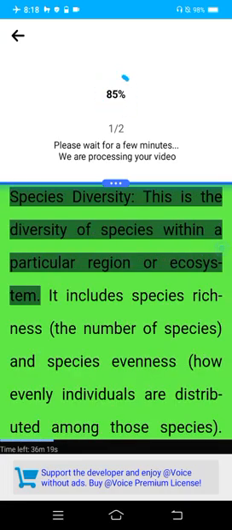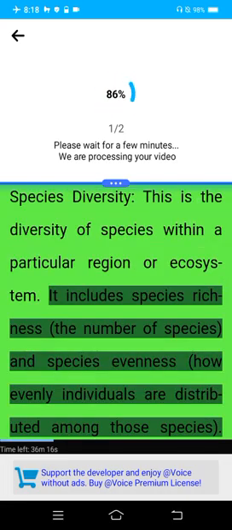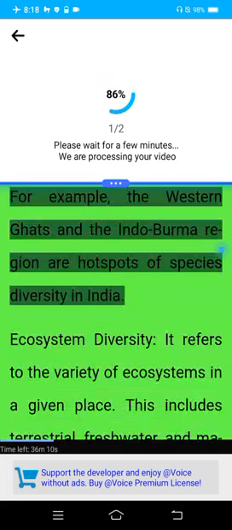Species diversity. This is the diversity of species within a particular region or ecosystem. It includes species richness, the number of species, and species evenness, how evenly individuals are distributed among those species. For example, the Western Ghats and the Indo-Burma region are hotspots of species diversity in India. Ecosystem diversity.